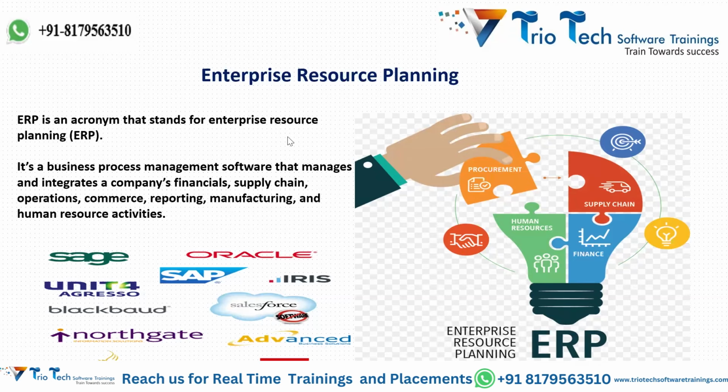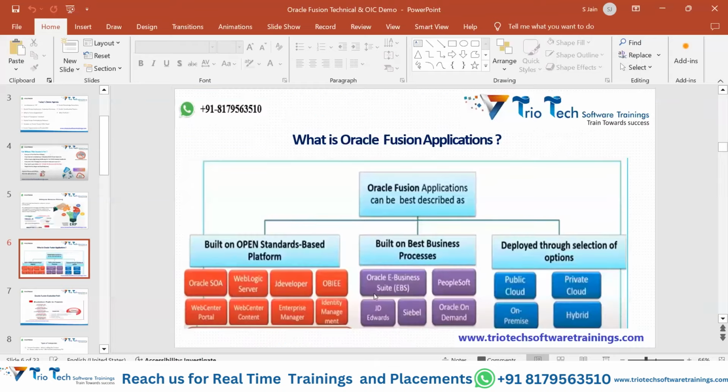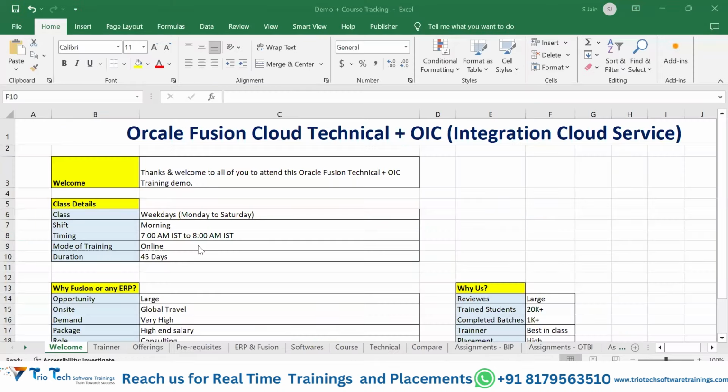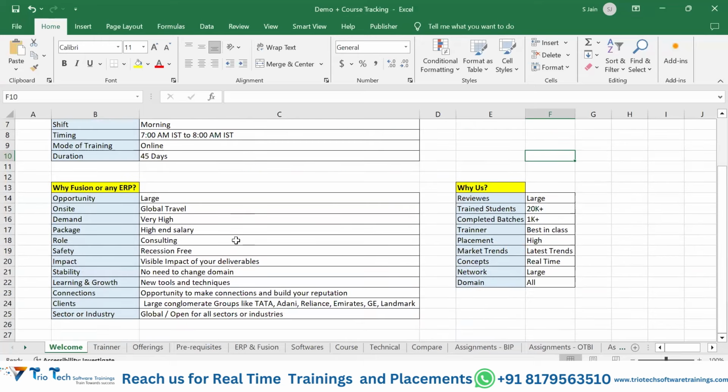Further, guys, before we start with the actual training and understanding of the concepts, what I would like to discuss is, as we discussed, this particular training is mostly on weekdays, 7 to 8, that is what we have planned. It is almost 2 months of training.